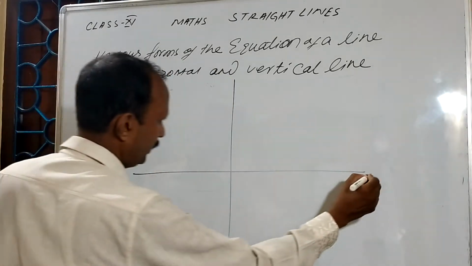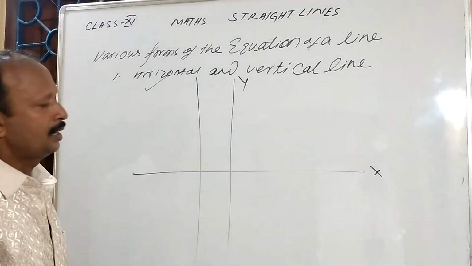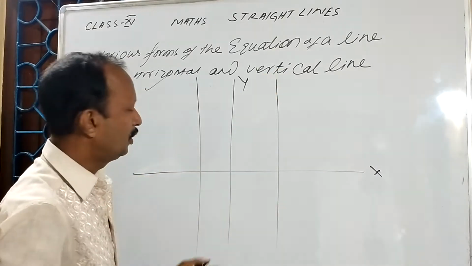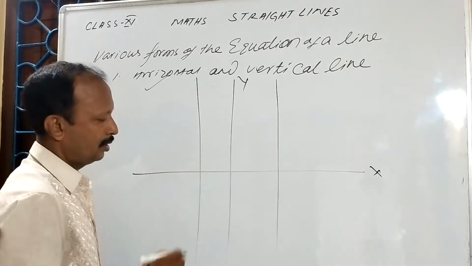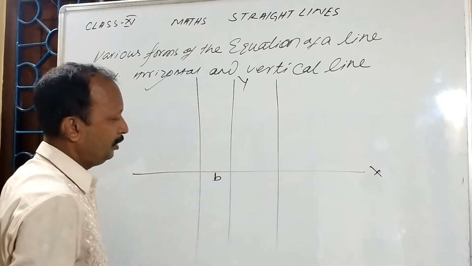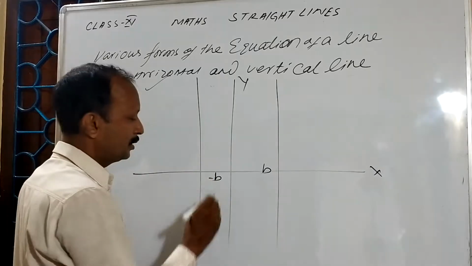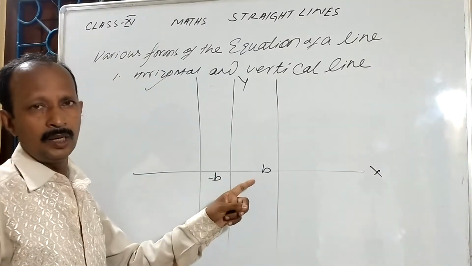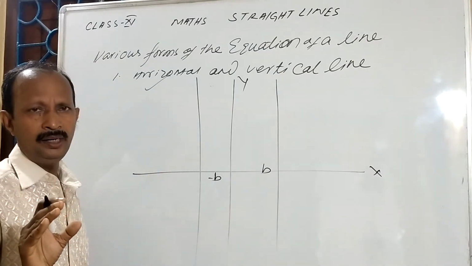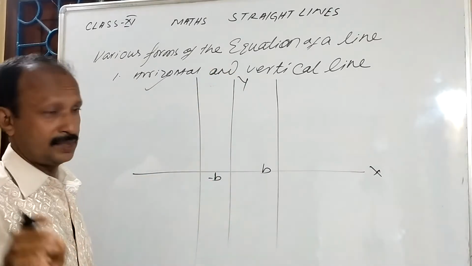See, this is the x-axis, this is the y-axis. Suppose this is the line. The line may be this side, it may be this side, it does not matter. For example, here to here, the distance I have taken is b. Or here also we have taken the distance b. So I can say this side is minus b, this side is plus b. So we have to find the equation of the line which is parallel to the y-axis.